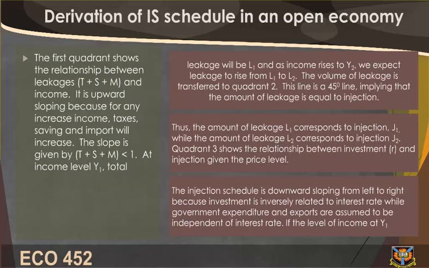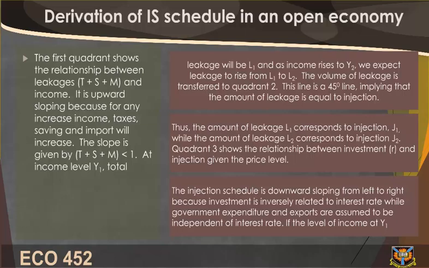The first quadrant shows the relationship between leakages T plus S plus M and income. It is upward sloping because for any increased income, taxes, saving and import will increase. The slope is given by T plus S plus M less than 1. At income level Y1, total leakage will be L1, and as income rises to Y2, we expect leakage to rise from L1 to L2. The volume of leakage is transferred to quadrant 2.